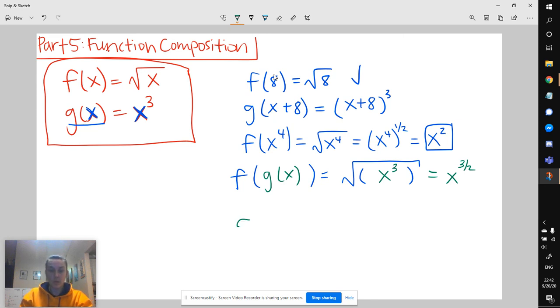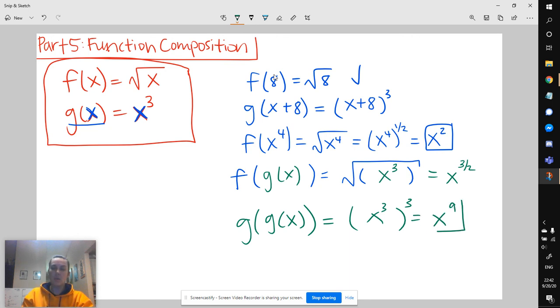Great. What if we had g of g of x for some inception, right? We say this outside g is just something to the third. What's the inside g? Something to the third. And then our exponent rules say this is x to the power of 9.